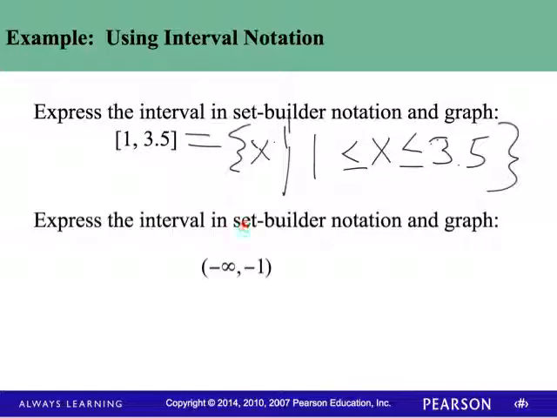And then we have this open interval, negative infinity to negative 1. Well, any number that's in this interval, the only thing it has to be is smaller than negative 1. So in set builder notation, this is going to be the set of all x such that x is strictly less than negative 1. And that's all there is to it.